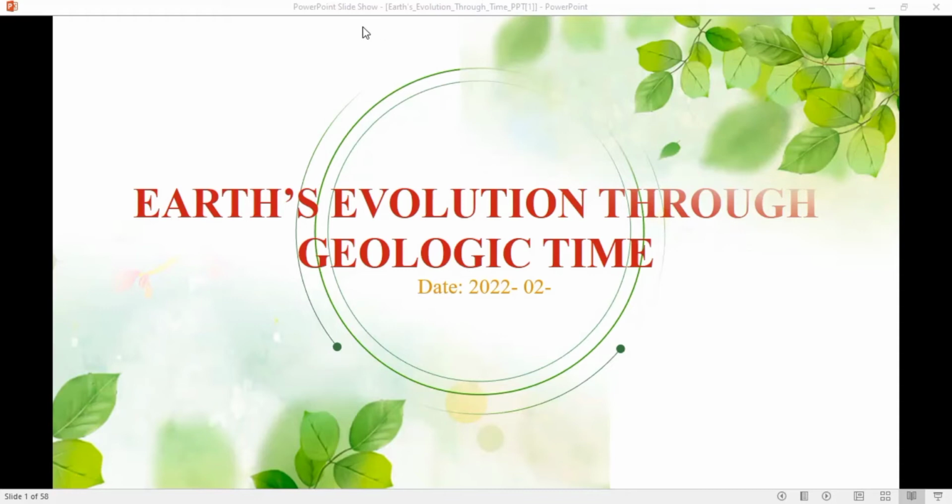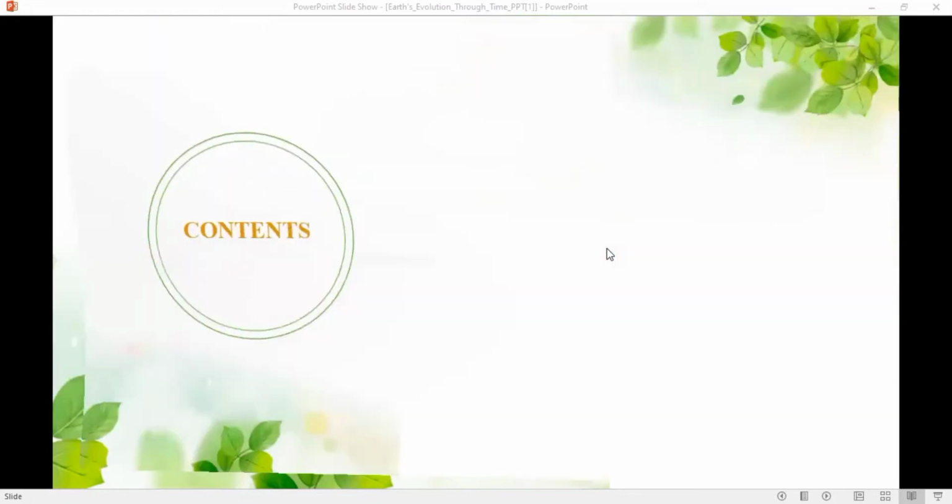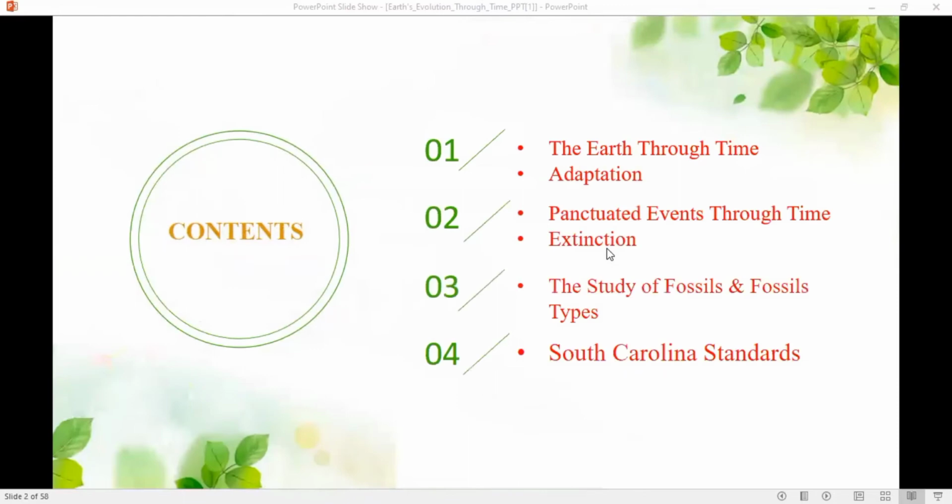Good day, everyone. The first topic that we will tackle today is all about the Earth through time. We will witness the vast diversity of life that has been present on Earth over time by using the geologic time scale. What is the geologic time scale? Geologic time scale, to shorten its definition, is the calendar for events in the Earth's history.